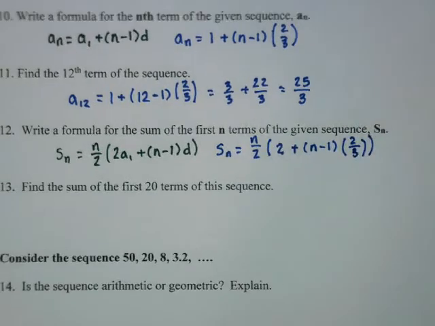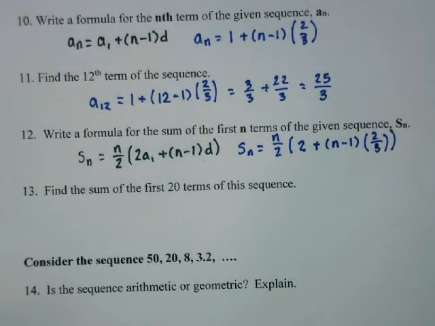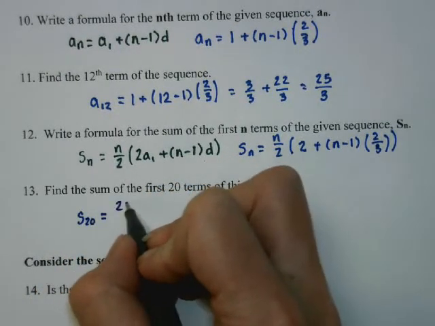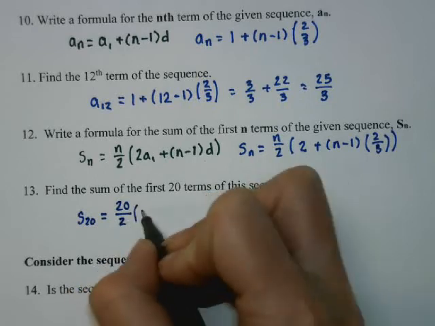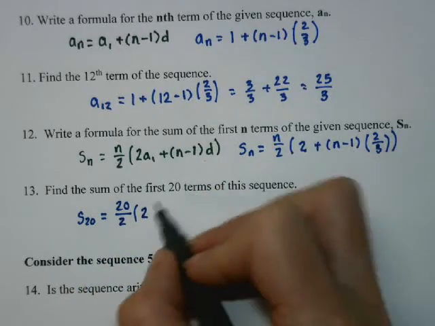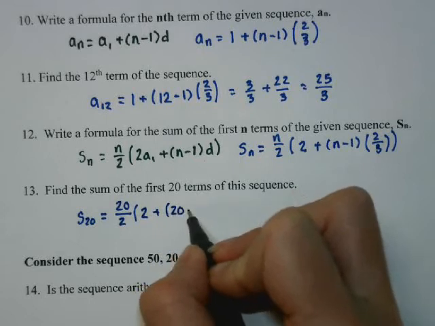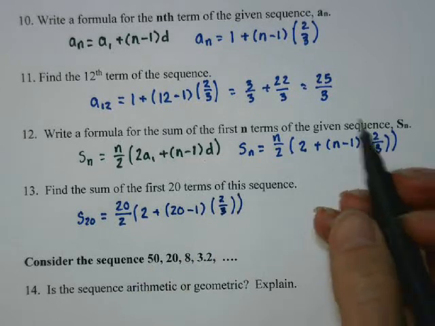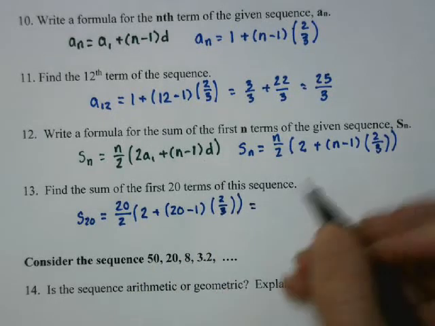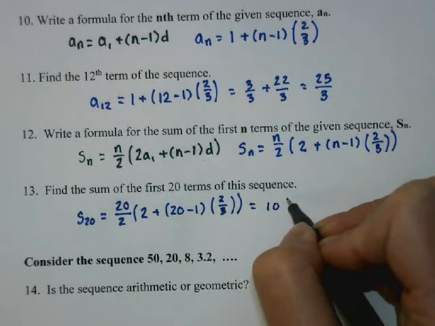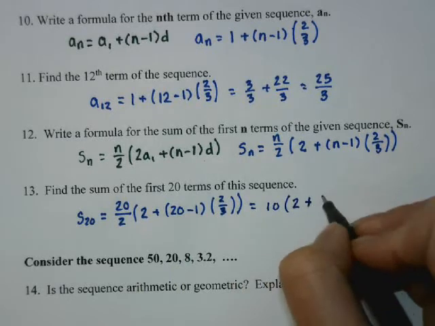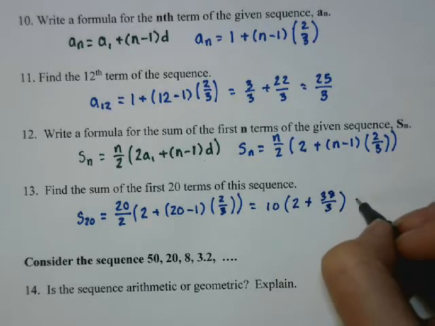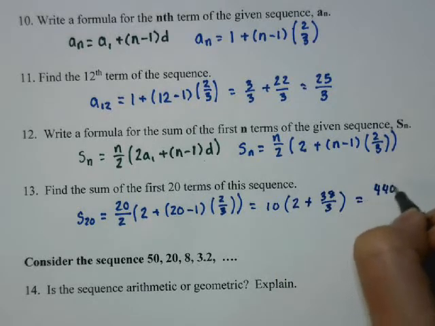Okay, then we can use this to find the sum of the first 20 terms. So S20 is going to be 20 over 2, 2 times 2, plus 20 minus 1 times 2/3. And you'll have a calculator to do this. So it's going to be 10 times 2 plus 38/3, which when we simplify this is going to be 440 over 3.